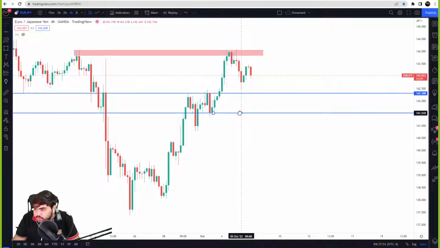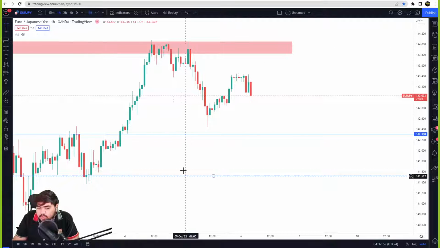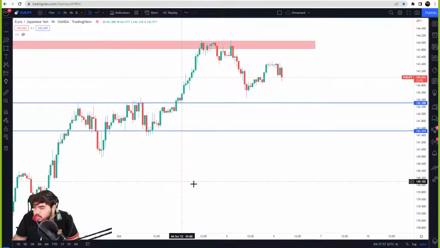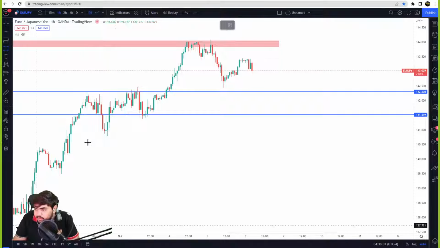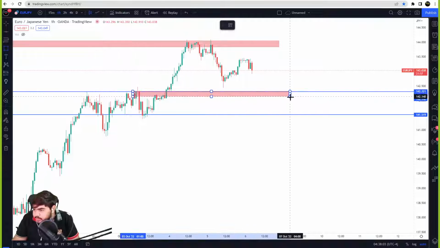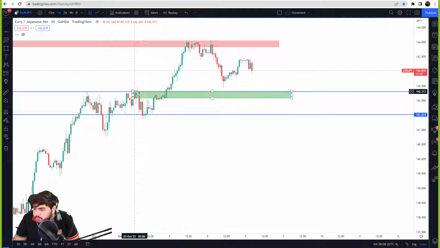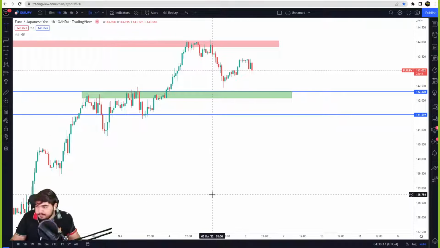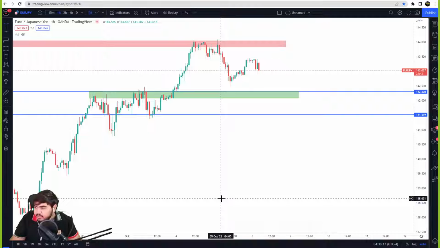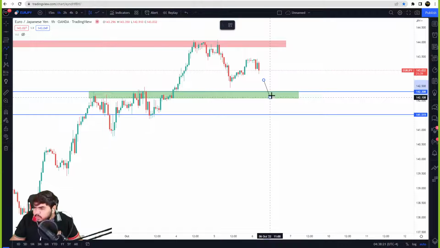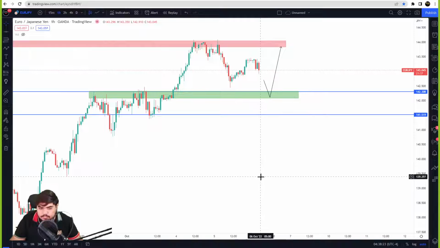So we have these two areas of support on the Euro JPY. Now if we go on the 1 hour time frame, what we can see right here is that we have a good area of support. If we mark this order block along with this support as well, this is definitely a good level. I think price is more likely to go higher from this area.